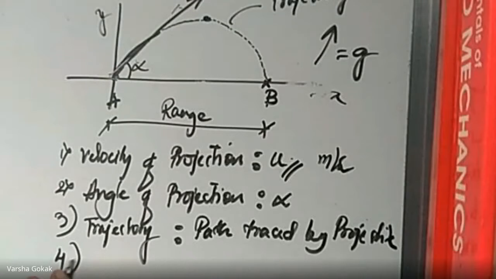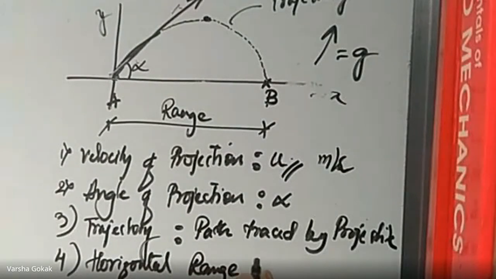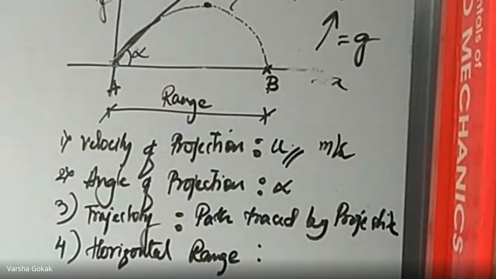Very good. Fourth one, horizontal range. Horizontal range is your range, this only, right? What is that? Tell me from the figure. Horizontal path, ma'am. It is a path.